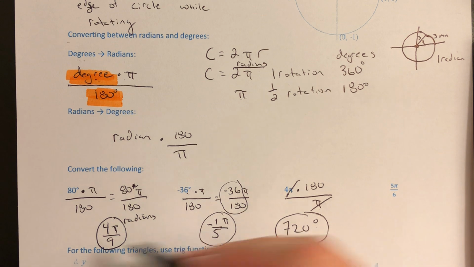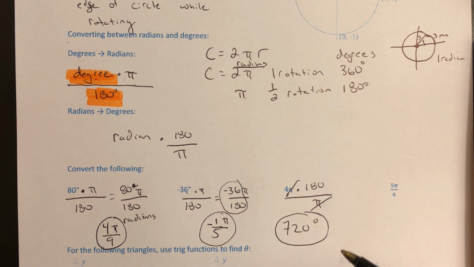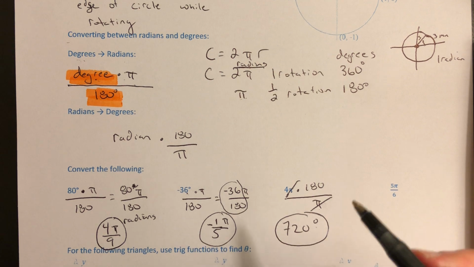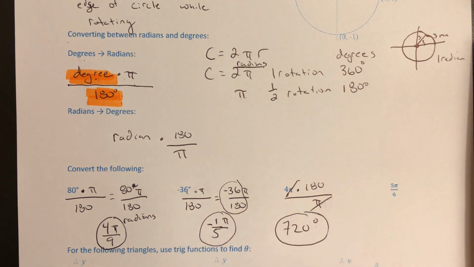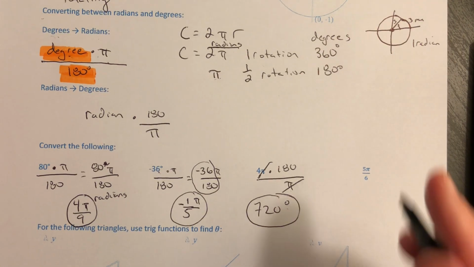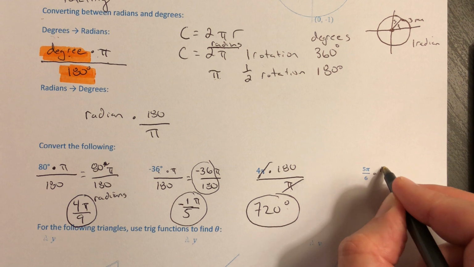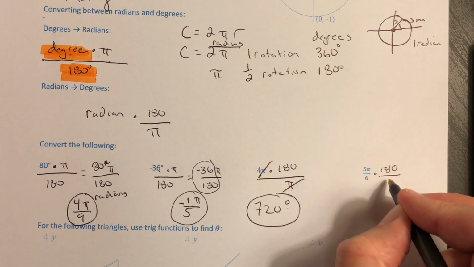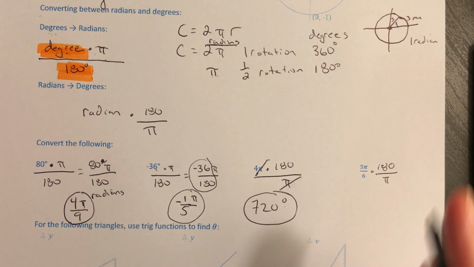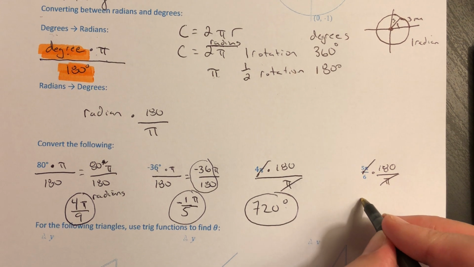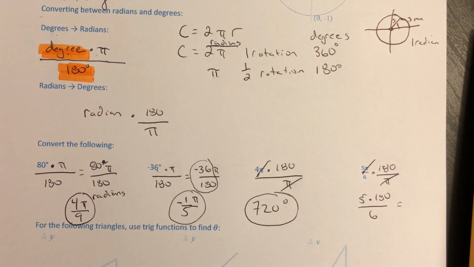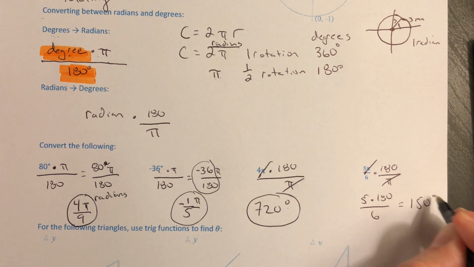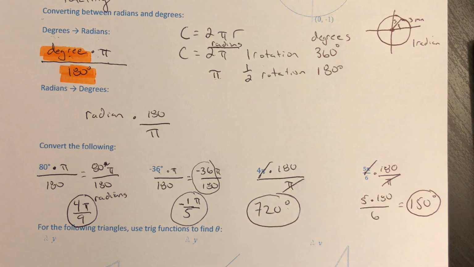Well, just like degrees, what does it mean if you get a negative radian? It just tells you that you rotated in the opposite direction. So instead of rotating upward, we rotated downward. All right, 5 pi over 6. So we're going to multiply by 180 and divide by pi. The nice thing is pi's cancel out. So we have 5 times 180 divided by 6, and we end up with 150 degrees. Make sure you write that degree symbol if we're talking about degrees.